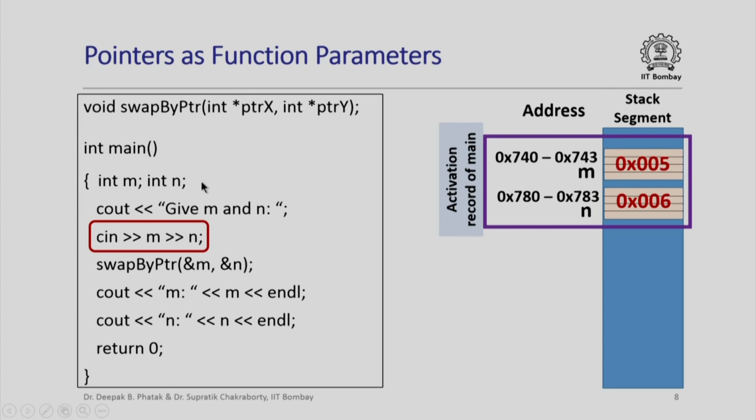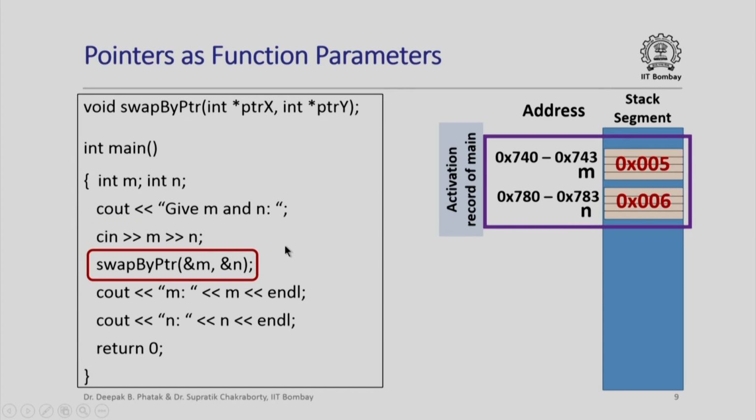Each of these needs 32 bits or 4 bytes, and here I have shown these 4 bytes as 4 addressable memory locations in the stack segment, more specifically in the activation record of main. Of course, the activation record of main will contain a whole bunch of other bookkeeping information also. Let us not worry about those for the current discussion. So if I provide 5 and 6 as the values of m and n, then 5 and 6 will basically get stored in the memory locations allocated for m and n in the activation record of main.